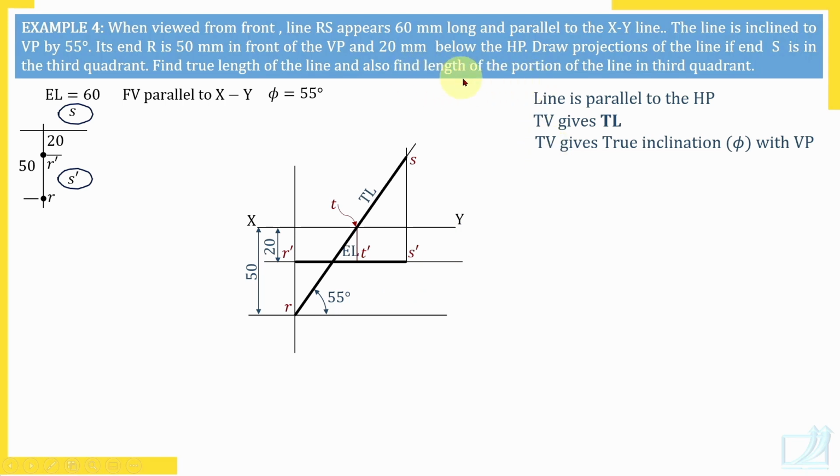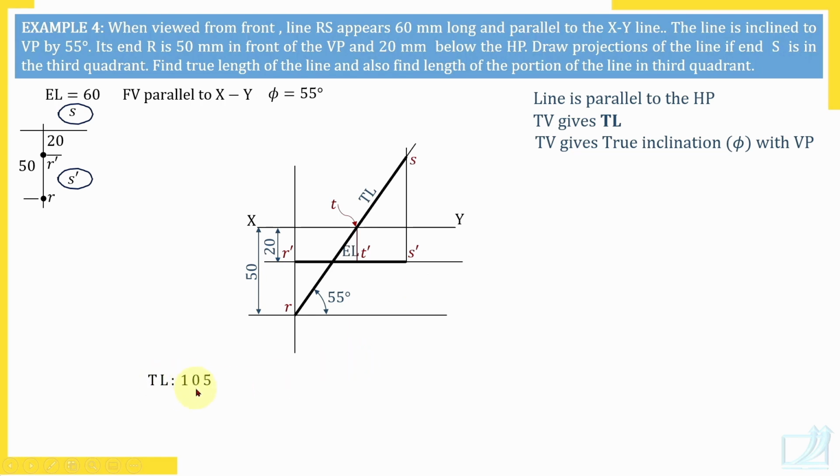Now what is asked? Find length of the portion of the line in third quadrant. Which portion is in the third quadrant? TS. So measure that length TS. Not here, front view is not giving true length. Top view is giving true length here. So measure this length TS. That is the length of the portion of the line in third quadrant. Now listen. RS is true length of the entire line, and TS, only this portion, is true length of the portion in third quadrant. Measure it and write the answer.